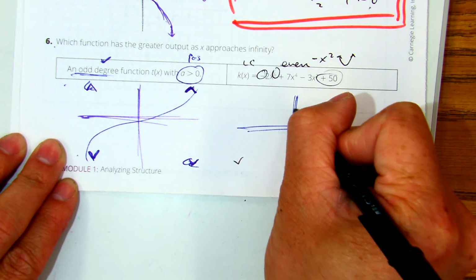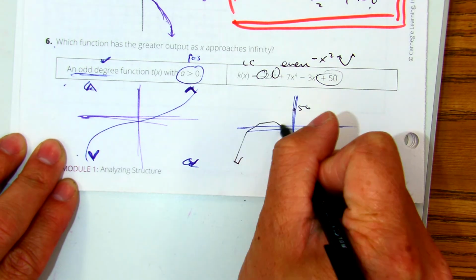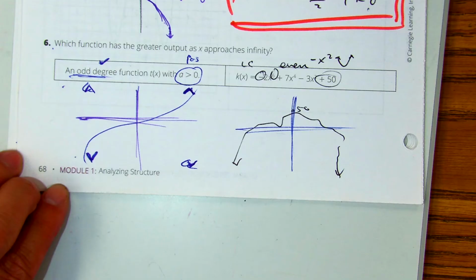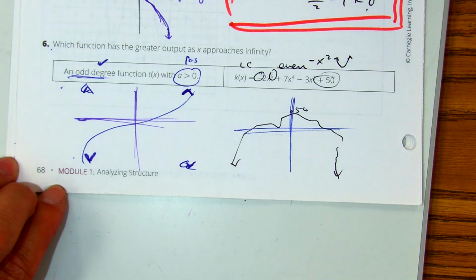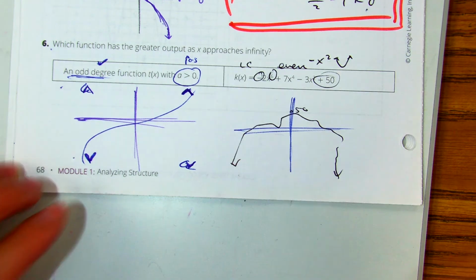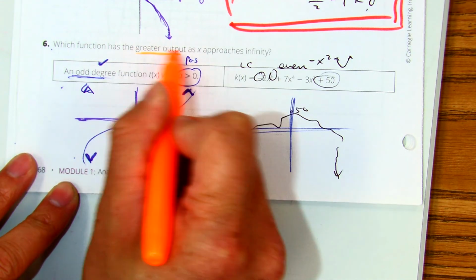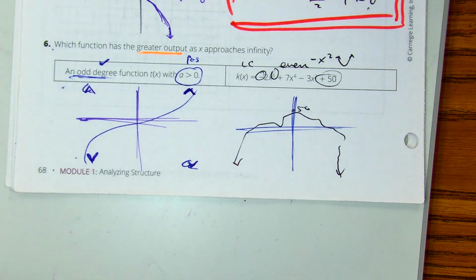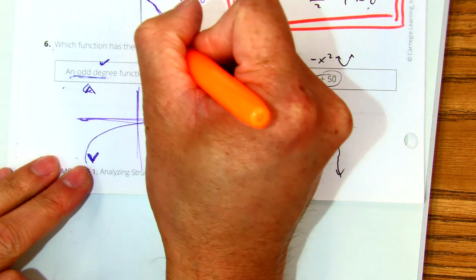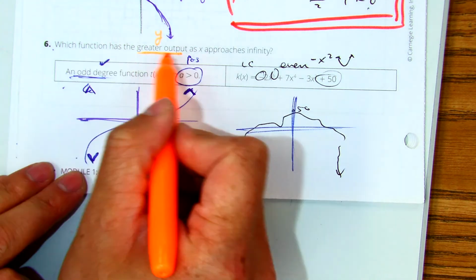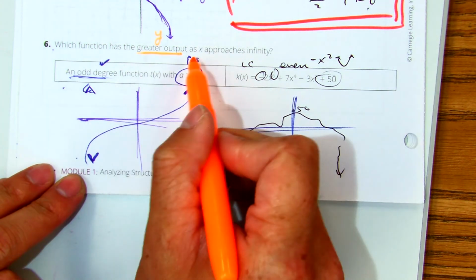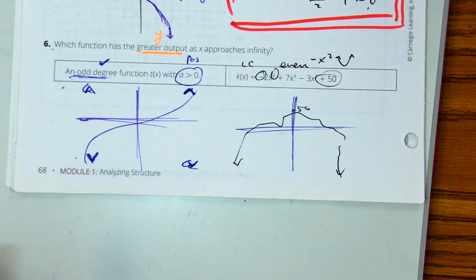Standard form does something like this, right? But the big idea is this. Which function has a greater output? Class, what letter is output? Y. So looking at your y values, which one has a higher or bigger y value as x approaches infinity? Class, which side is that? Left or right?